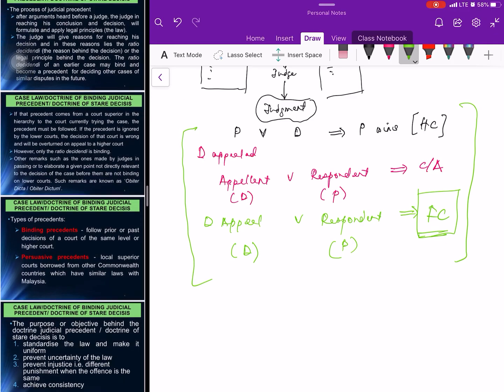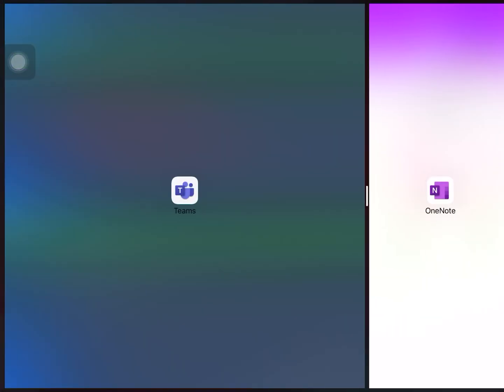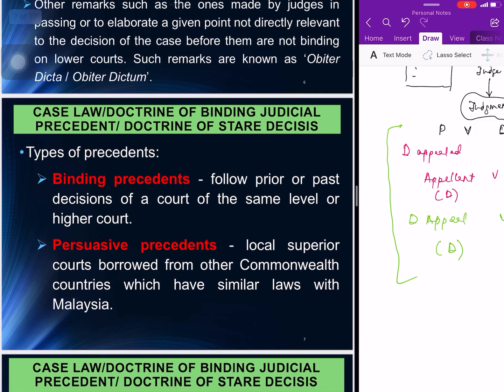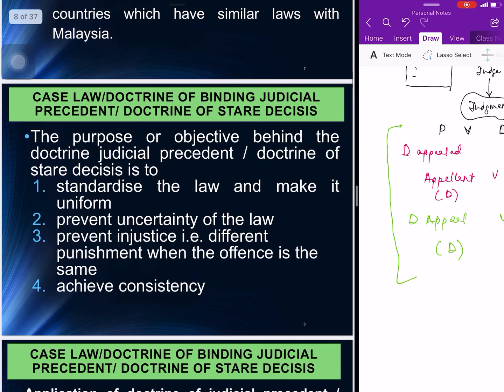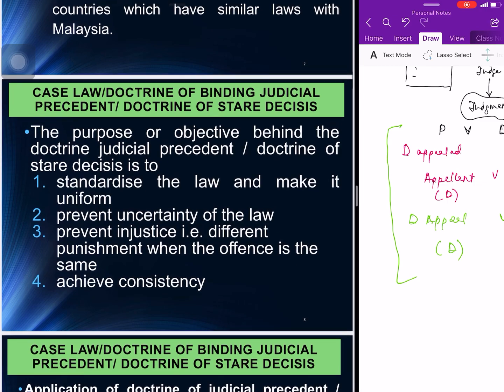Now, if we look at the reason why there is precedent, there are two types of precedent. Binding precedent, where you follow a prior or previous decision of the same level, or persuasive precedent, from a local superior court or borrowed from other Commonwealth countries with similar law to Malaysia. And why do we have this judicial precedent? Because of the doctrine of stare decisis. This precedent is very important to standardize the law and for uniformity, also to prevent uncertainty of the law, prevent injustice, and in fact, to achieve consistency.